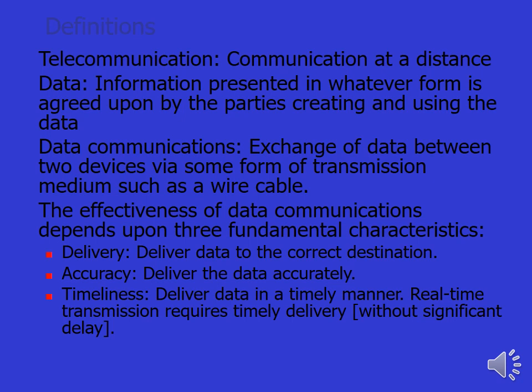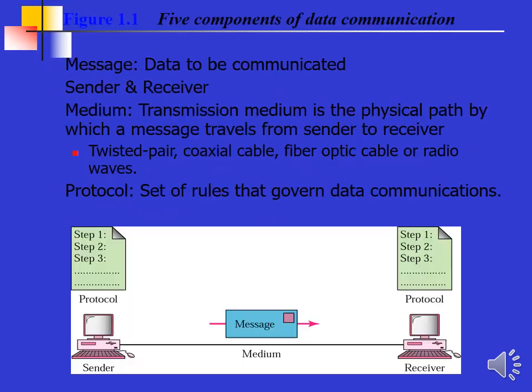The effectiveness of data communication depends upon three fundamental characteristics. The first one is delivery: deliver the data to the correct destination. The second one is accuracy: deliver the data accurately. And the third is timeliness, that is, deliver data in a timely manner. Real time transmission requires timely delivery, that is, without any significant delay.